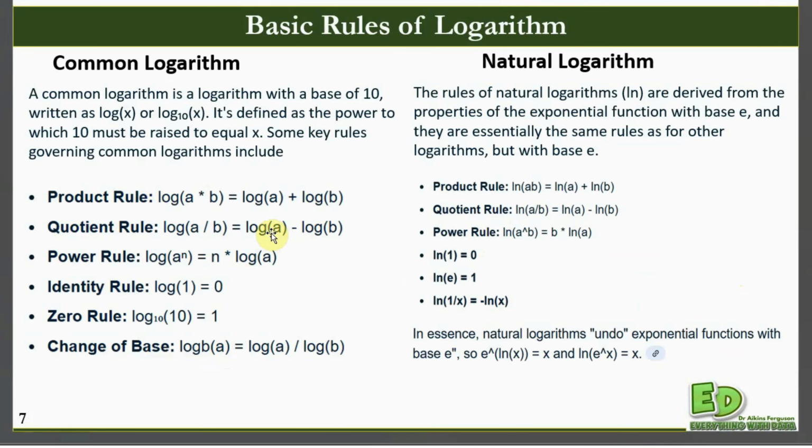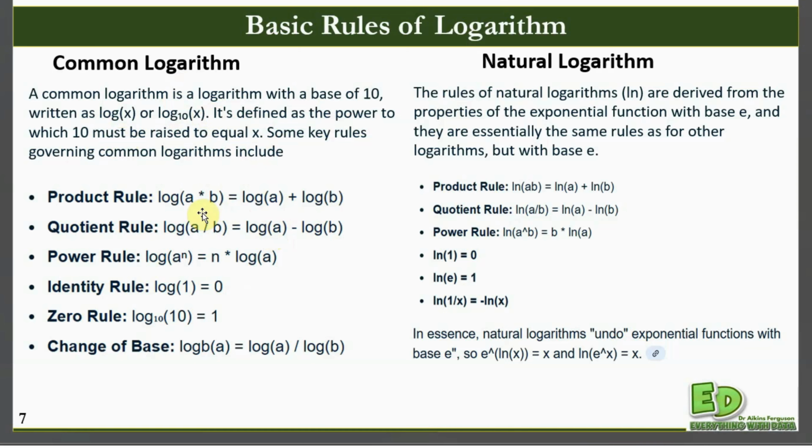So a common logarithm is a logarithm with a base of what? 10. A common logarithm is a logarithm that has a base of 10, which could be written as log x or log x base 10. It is defined as the power to which 10 must be raised to equal x. So these are some of the rules governing the common logarithms.